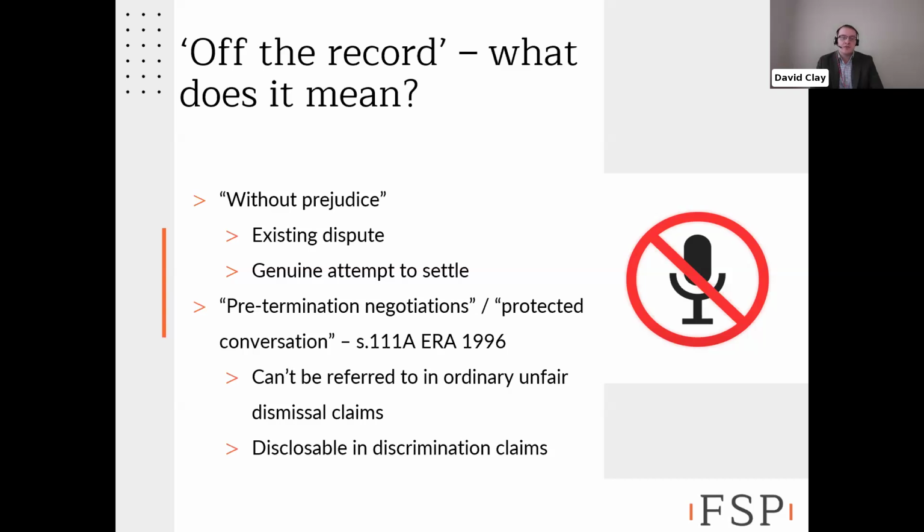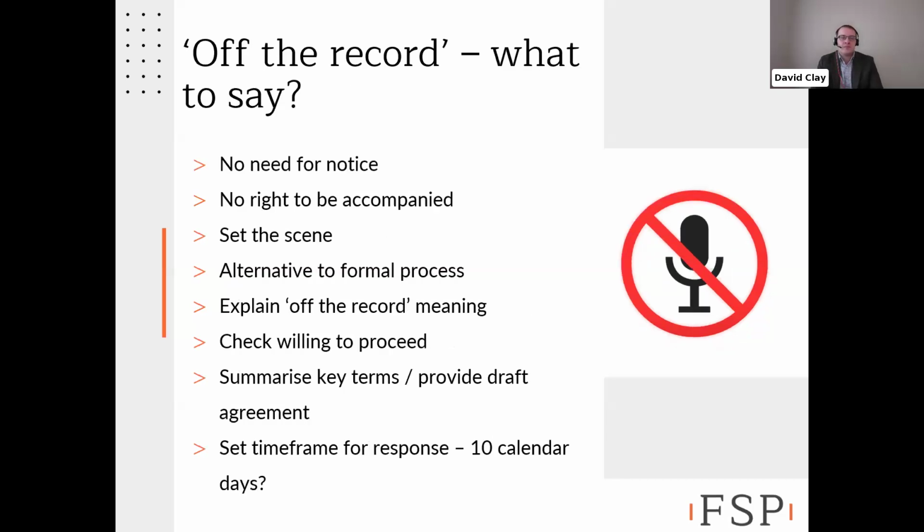And indeed, there are exceptions to these rules. So without prejudice, if there's been unambiguous impropriety, or pre-termination negotiations, if there's been some sort of improper conduct, so you're trying to apply too much pressure or you're threatening somebody that they're going to be dismissed unless they agree to your settlement offer, then these protections won't apply anyway, and the content of the discussions will be disclosable. But that's what we're looking at with off the record conversations. So it's without prejudice, or it's a pre-termination negotiation. So on to the next slide. So that's what it means.